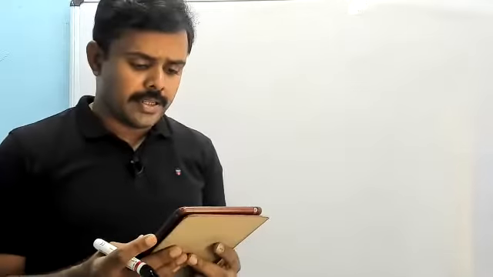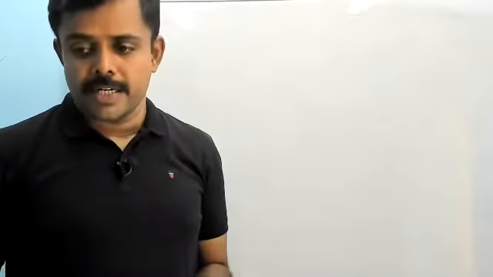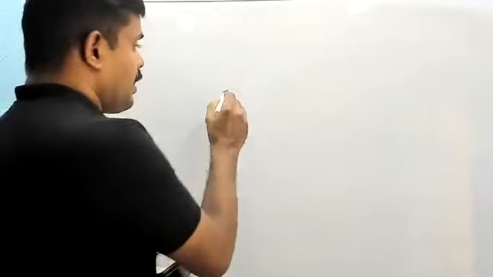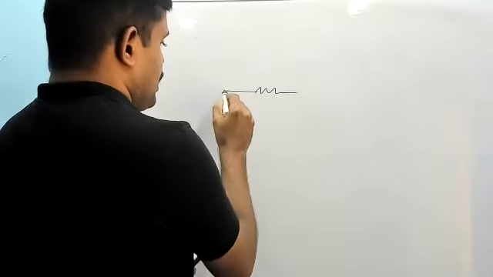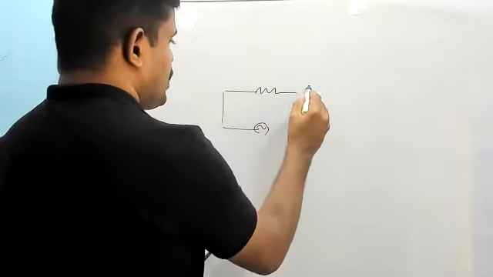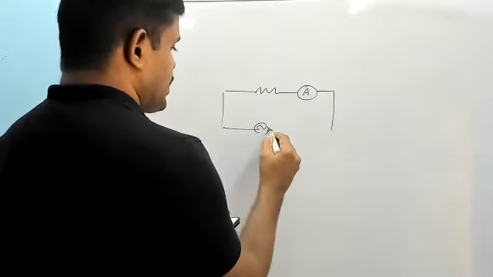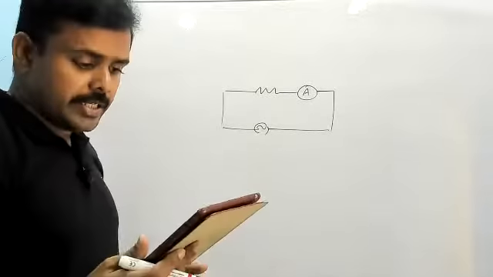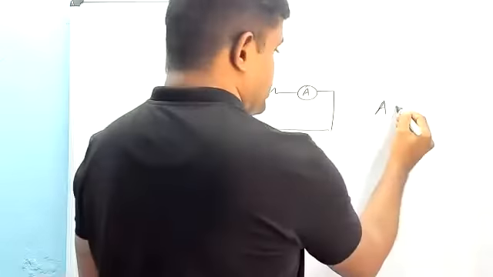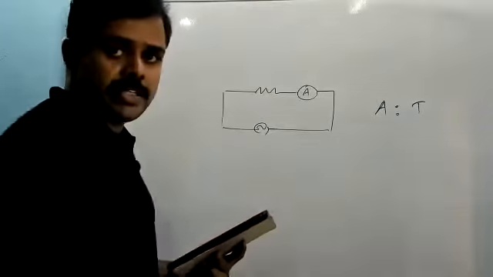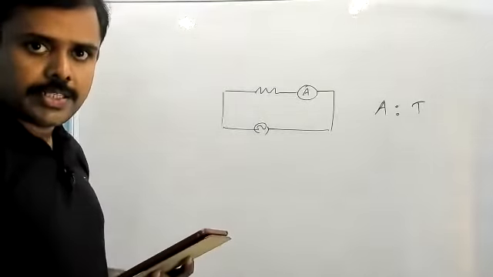Question number 13. An ammeter is connected in series with an AC circuit. How is an ammeter connected? Do you remember? An ammeter is always connected in series, right? So the assertion is true. An ammeter is connected in series because it's a low resistance equipment.